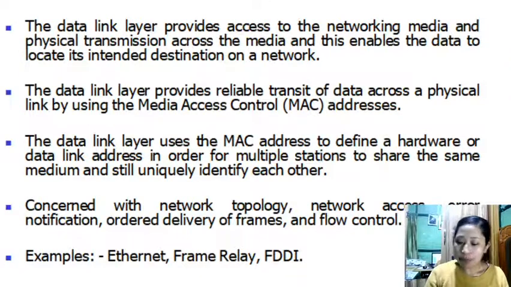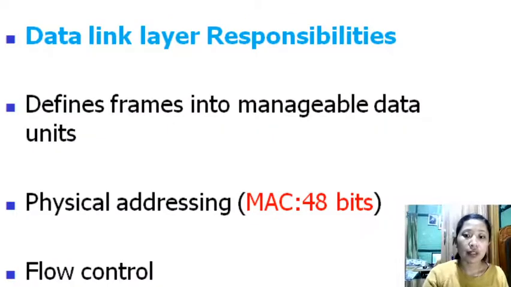Some examples of data link layer functions or protocols or the software layer are Ethernet, frame relay, FDDI. So these are the various responsibilities of the data link layer. We are going to discuss each one of them. The first function is framing. That is, whatever the data link layer receives from the network layer, first of all, it is going to divide that entire data set into small segments. That is called a frame. Each division, or each chunk, is called a frame in the data link layer.